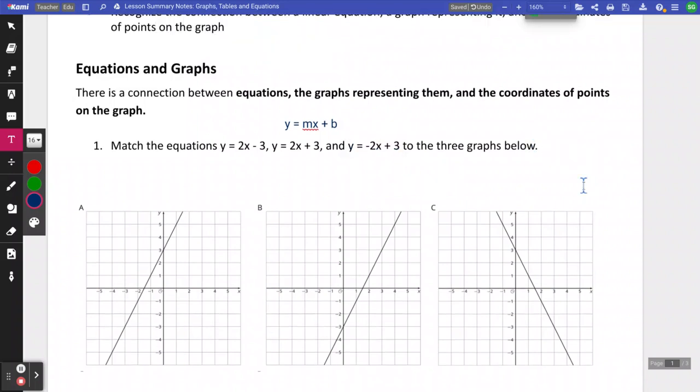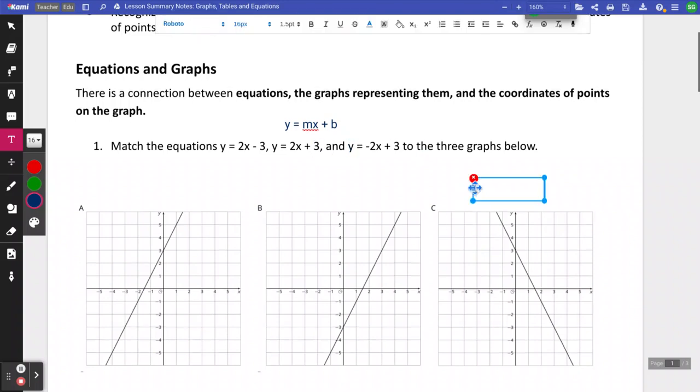All right. There are a lot of different strategies you can use to help you match these three. My first strategy is one of the things we had talked about with slope, that slope tells you the direction of the line. As I look at these three graphs down here, I notice both of these lines are going the same direction, but graph C is going a different direction. Graph C, that line is going down from left to right, which means graph C must be the equation that has a negative slope, and that is going to be this last equation here. I'm going to go ahead and say y equals negative 2x plus 3.